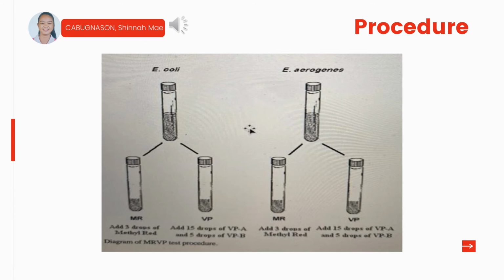So for Voges-Proskauer test, to the rest of the medium, add 5 drops of 5% alpha naphthol and mix. Then add 7 to 10 drops of 40% potassium hydroxide. Then mix and stand for 15 to 20 minutes. So a pink to red color is positive for Voges-Proskauer test reaction, indicating acetoin production. So if negative, there will be no change at all.